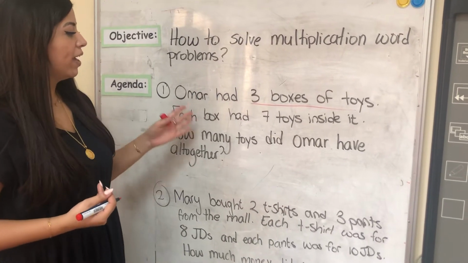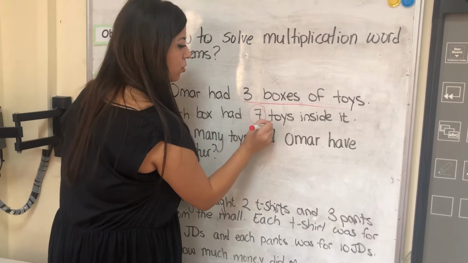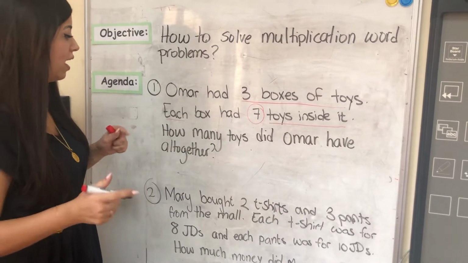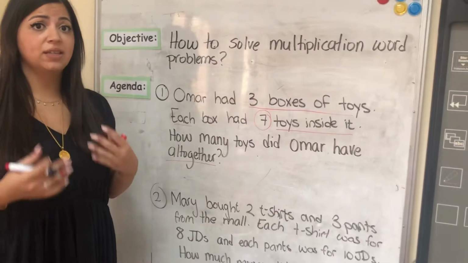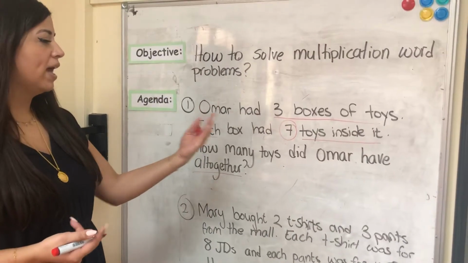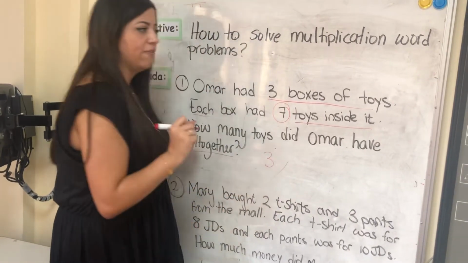Now, I know that each box had 7 toys inside. And then it says, how many toys did Omar have altogether? Altogether is a very important keyword that tells me what we're going to be doing. So here, I know that Omar had 3 boxes of toys. This tells me that he had 3 groups of toys.